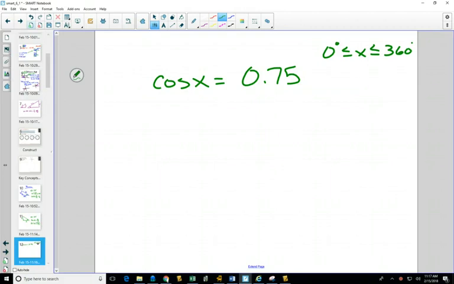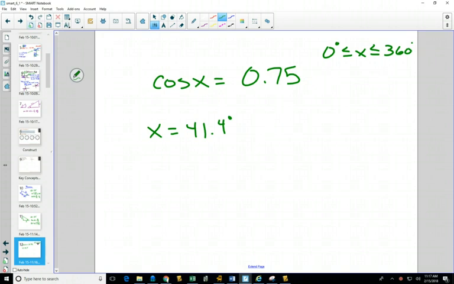We want to look between 0 and 360 degrees. So what do we get for x? 41.4. Perfect. And if you type in cos of 41.4, you get close to 0.75 because that's rounded. How did we do that? You probably went cos inverse just like you did before.